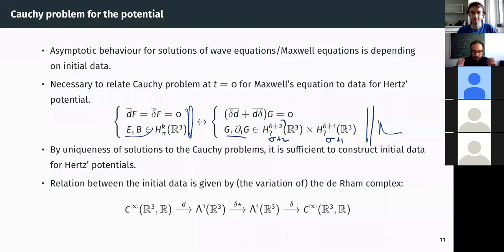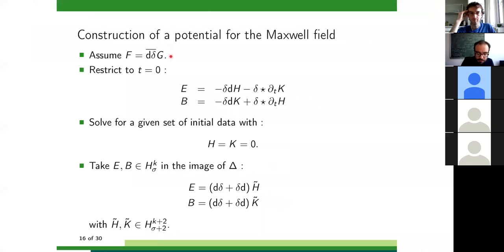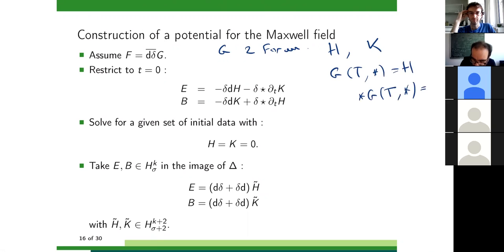So now what I need to be working on is trying to get the relation between this electric and magnetic field and this G and DtG, initial data for our potential. And so the thing that I will do is assume that I have this relation satisfied, and I will calculate the relation between the initial data for the field. So the initial data for the field here, G, is a two form, right? And so it also has an electric and magnetic field for that two form, right? By taking G of T, that will be H, and star G of T, that will be K, right?